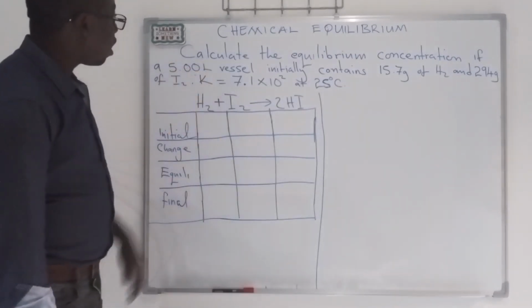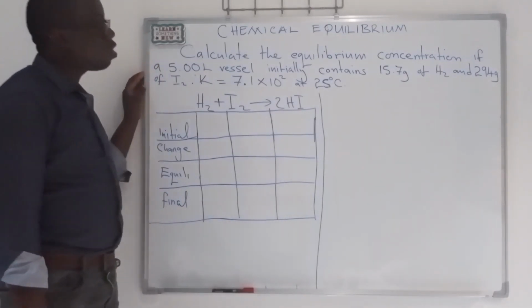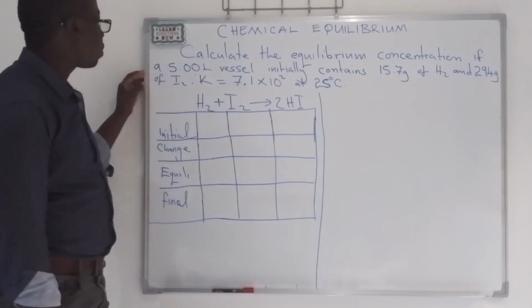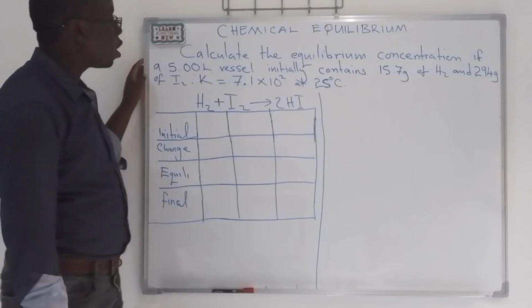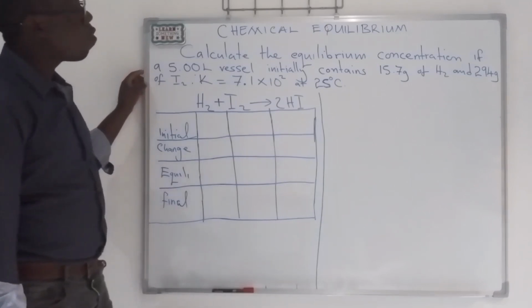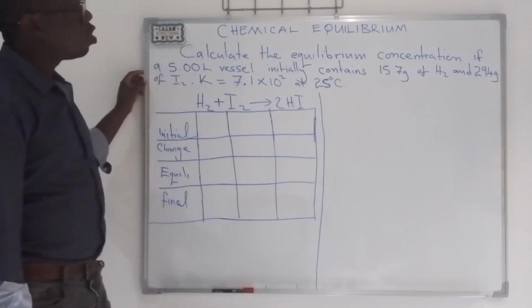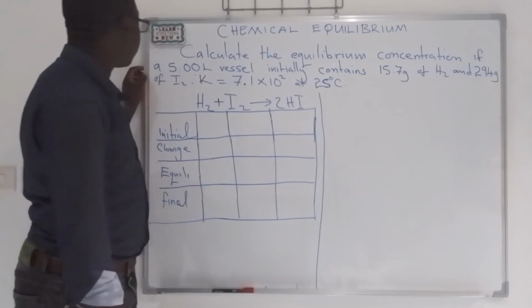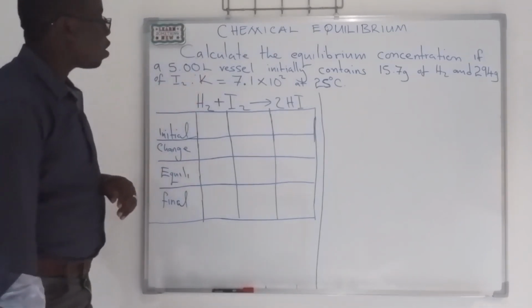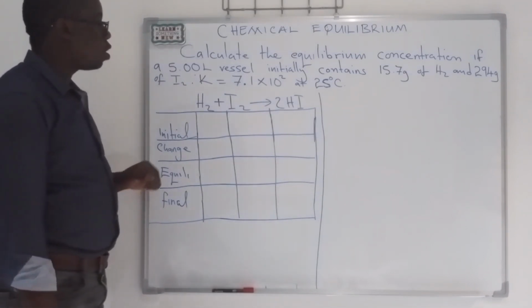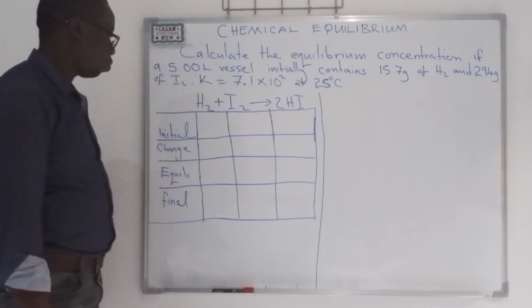So let us look at the question that we have. The question reads, calculate the equilibrium concentration if a 5.00 liter vessel initially contains 15.7 grams of hydrogen and 294 grams of iodine. The K value we have been given is K equals 7.1 times 10 to the power 2.